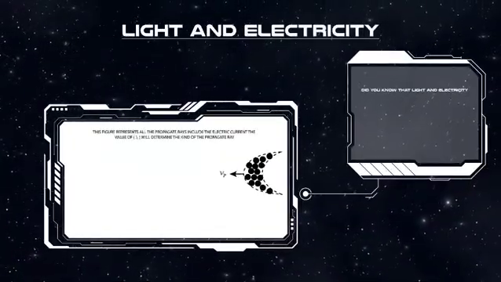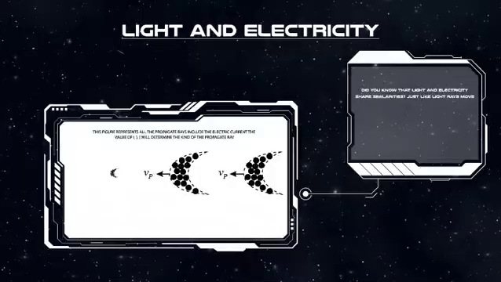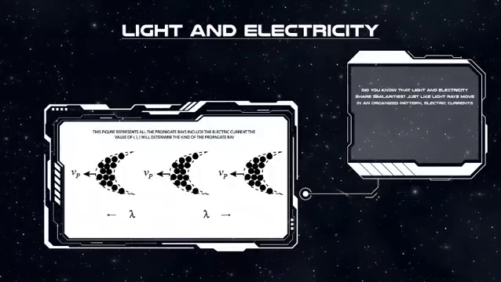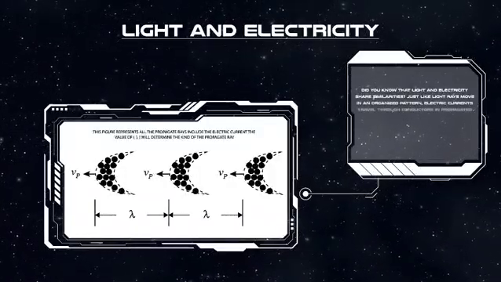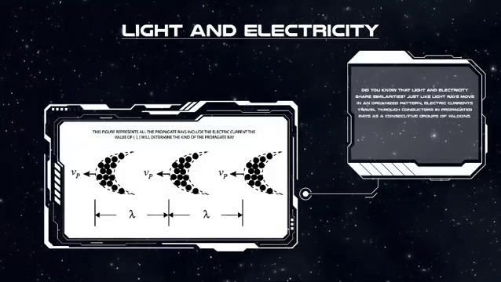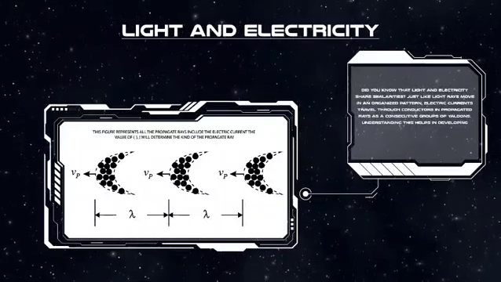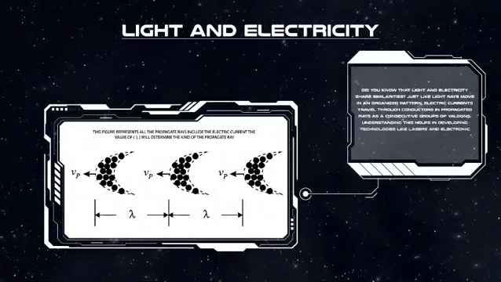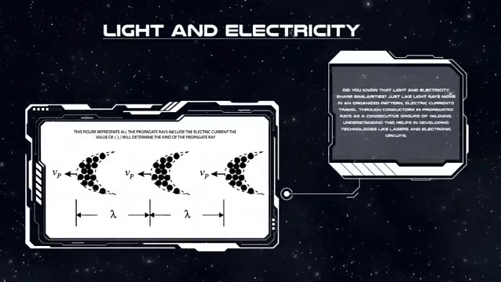Did you know that light and electricity share similarities? Just like light rays move in an organized pattern, electric currents travel through conductors in propagated rays as consecutive groups of Yaldons. Understanding this helps in developing technologies like lasers and electronic circuits.